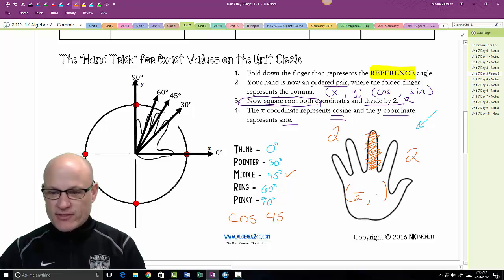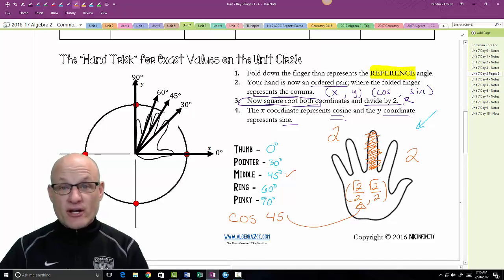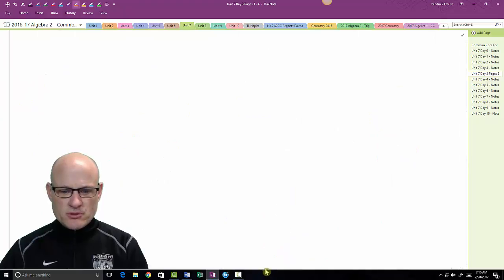Okay, remember, we're going to take those fingers. Remember, we still have to divide by 2. Every time you're going to divide by 2. But these numbers go on top, and you have to remember to take the square root of them. Oh, look at that. The cosine of 45 degrees is the square root of 2 over 2.